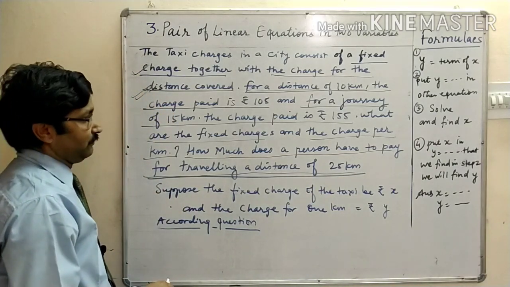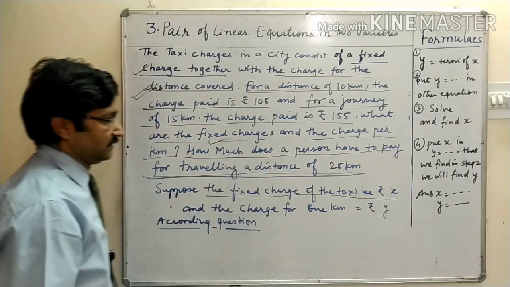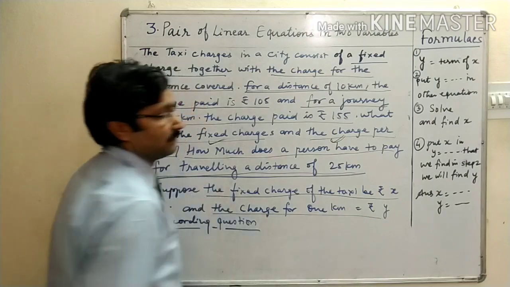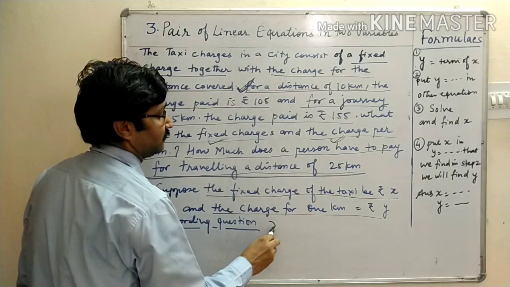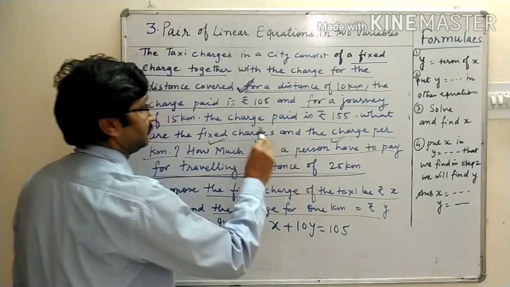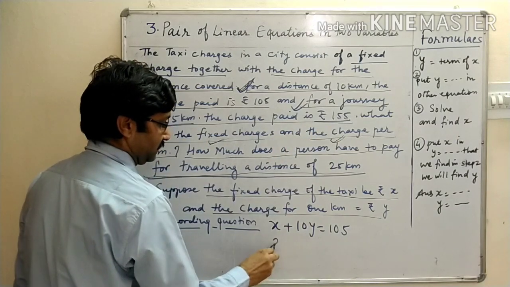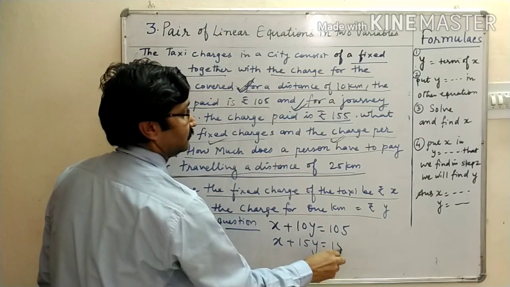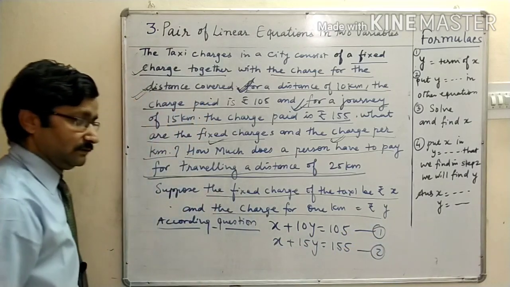So look here, what we have to find: fixed charge. So we will suppose the fixed charge of the taxi be X rupees, and second, the charge per kilometer is suppose Y rupees. Now look here, for a distance of 10 kilometer he will pay one fixed charge plus 10Y, and that is equal to 105. And one more equation, for a journey of 15 kilometer he has to pay 155. So X plus 15Y, and that is equal to 155. These two equations, 1 and 2, you have to solve. How we can solve? Look at this.